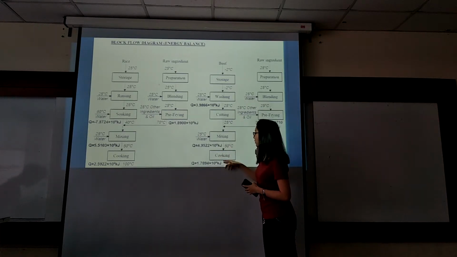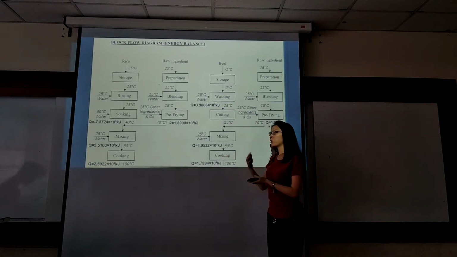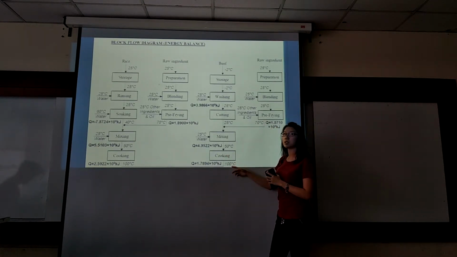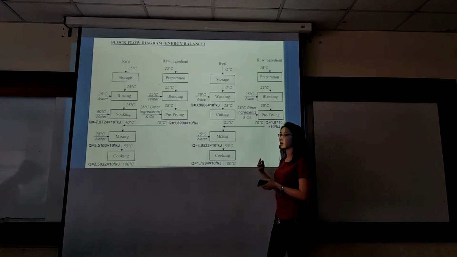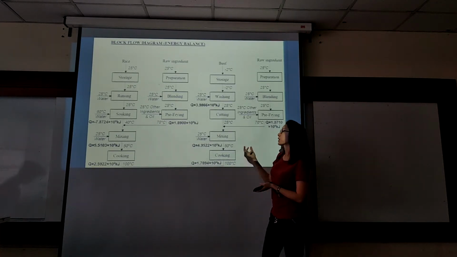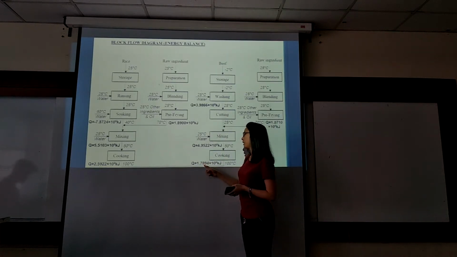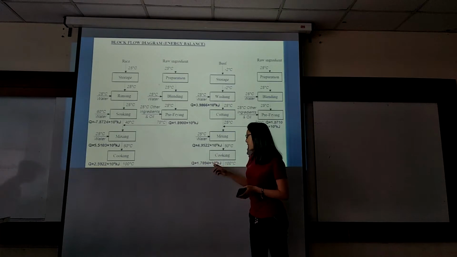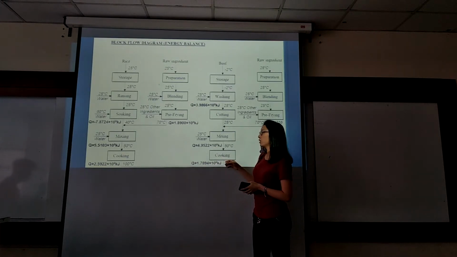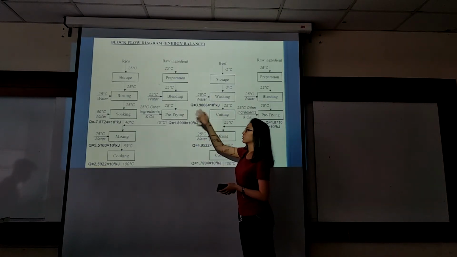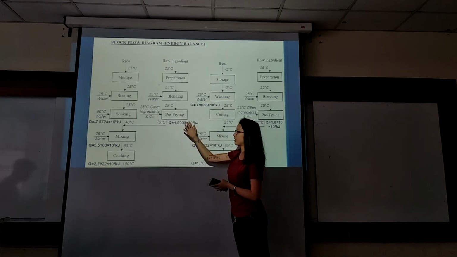And then after that, we will undergo the cooking process. In the cooking process, we increase the heat up to 100 degrees Celsius, so that the product is fully cooked. So the energy required here is 1.7894 times 10 power 6 kJ. For the rice process, it is also the same, the mass balance is like this.